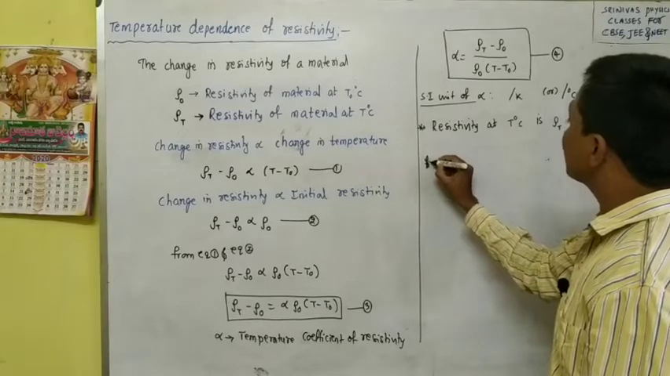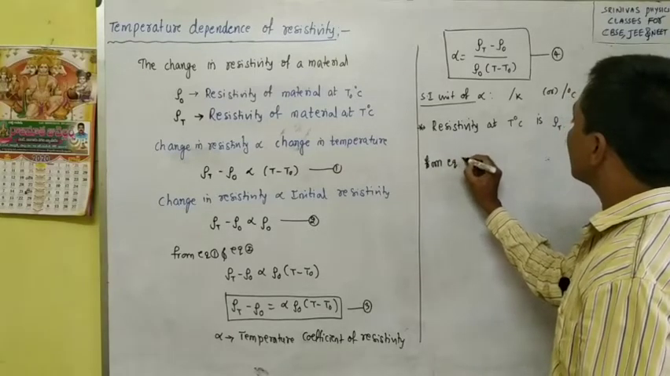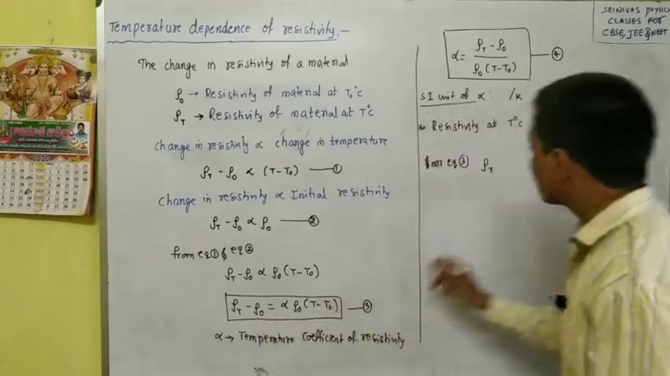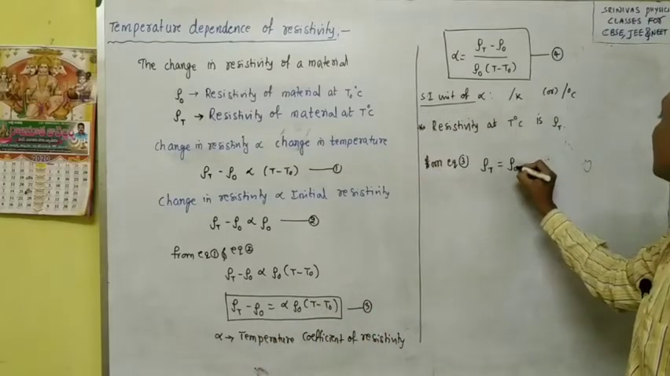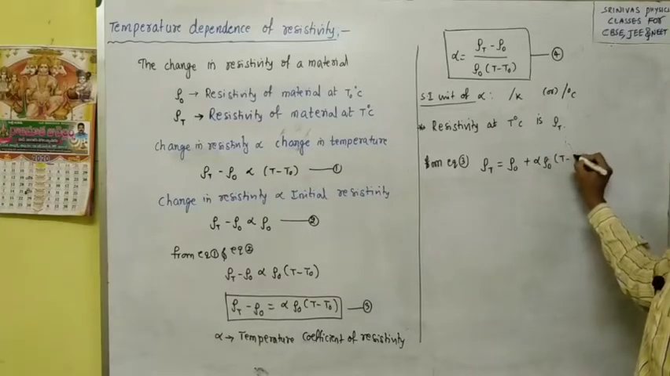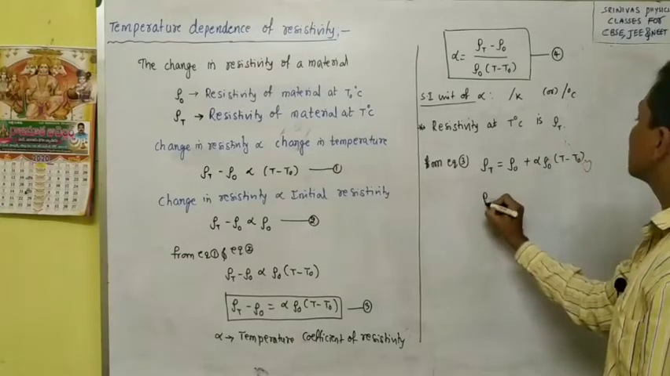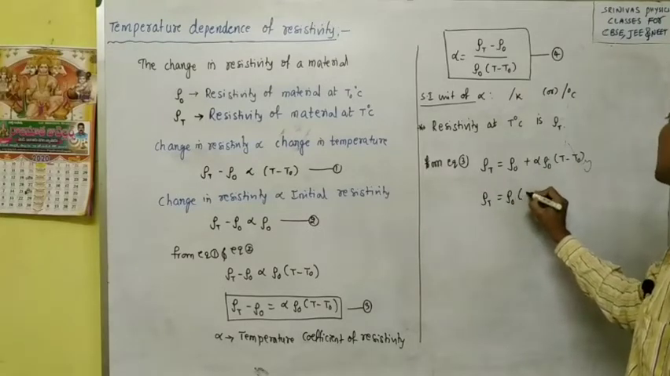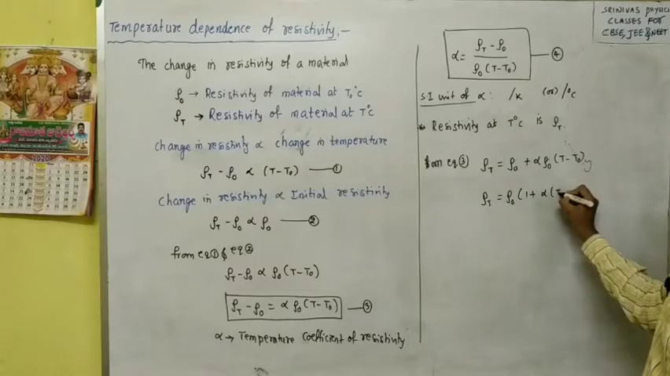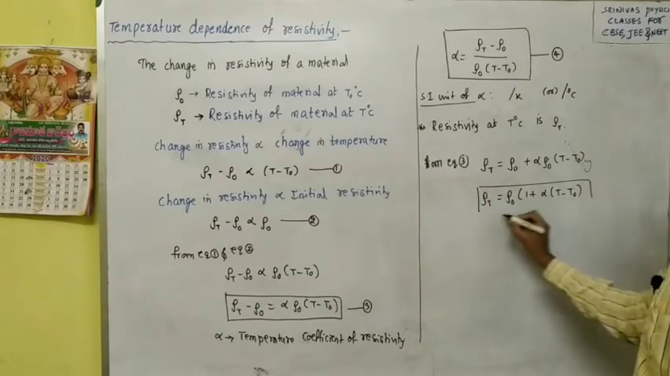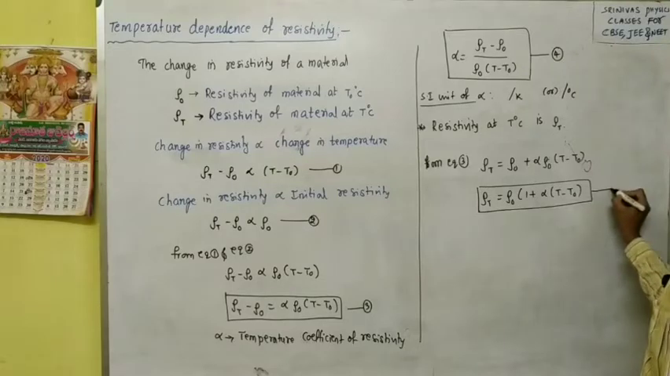From equation 3 we can write that one. And how do we write the rho T formula from that? We take minus rho naught to the right side, then we get rho T equal to rho naught plus alpha rho naught into (t minus t naught). Here rho naught is common, so rho T is equal to rho naught times (1 plus alpha into (t minus t naught)). This is the resistivity at T degrees Celsius formula.